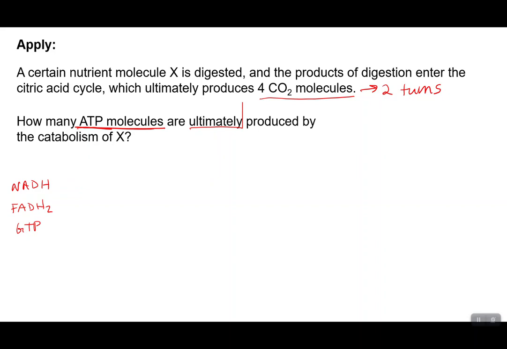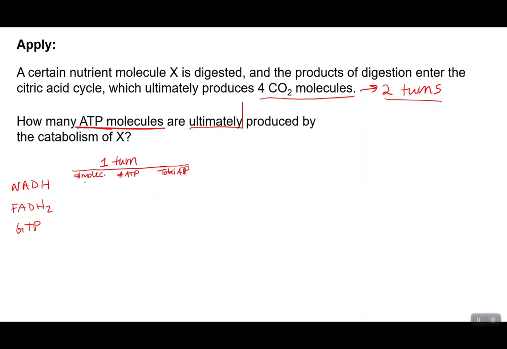Okay, so let's just recall from the previous slide what happens in one turn of the citric acid cycle, and then we will convert it into 2 turns, since that is what's happening here. Okay, so in one turn, let's talk about the number of molecules of each NADH, FADH2, and GTP that are produced in one turn, the number of ATP molecules associated with each one, and then we'll calculate the total ATP, again in just one turn. So we're just reiterating what we discussed in the previous slide.